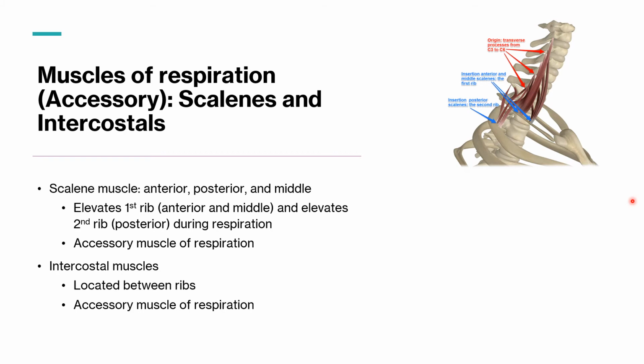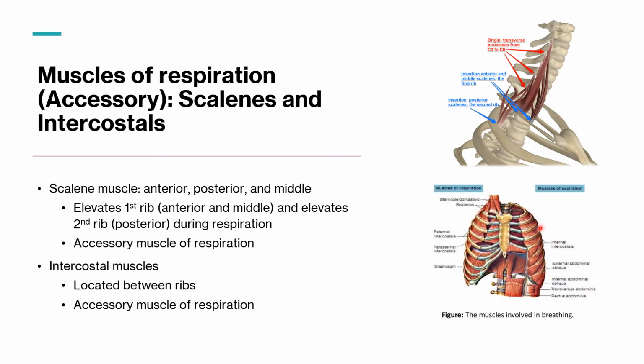The intercostal muscles are located between the ribs, as you can see here. That's why they're called intercostal. Intercostal means between the ribs. These are also accessory muscles of respiration.